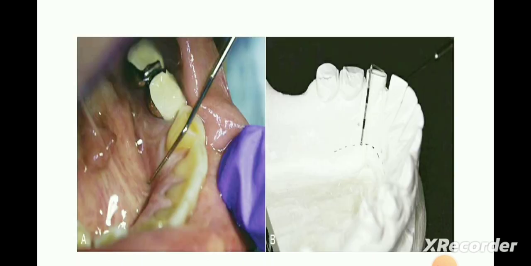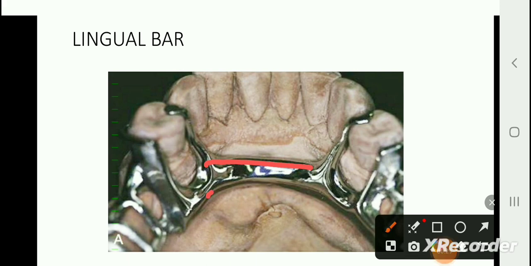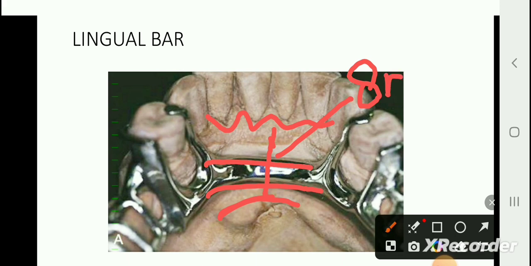This is the lingual bar. If we have to use the lingual bar as a major connector in the mandibular arch, the minimum vertical space is 8 mm between the tissue of the floor of the mouth and the gingival margin of the teeth. This distance should be 8 mm for using the lingual bar as a major connector in the mandibular arch.